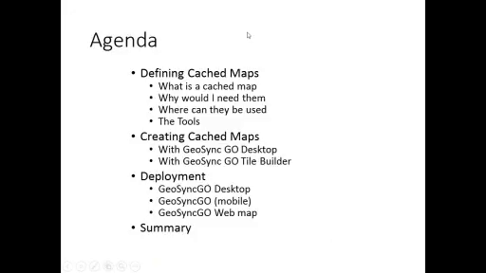A brief look at the agenda, what we'll be discussing. First, we'll define what cached maps are. Talk a little bit about what they are, why we need them, how we can use them, that kind of thing. Then we'll get into creating the cache maps and a couple different methods. And then we will talk about deployment of the cache maps.